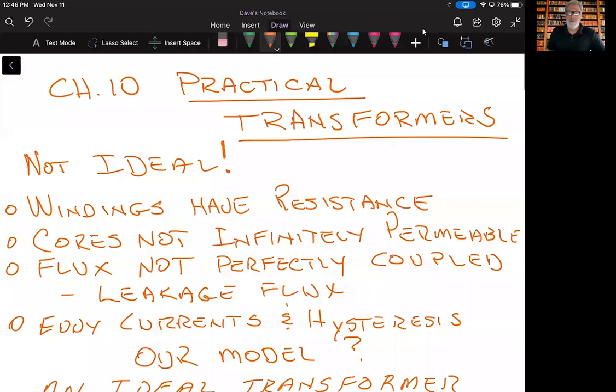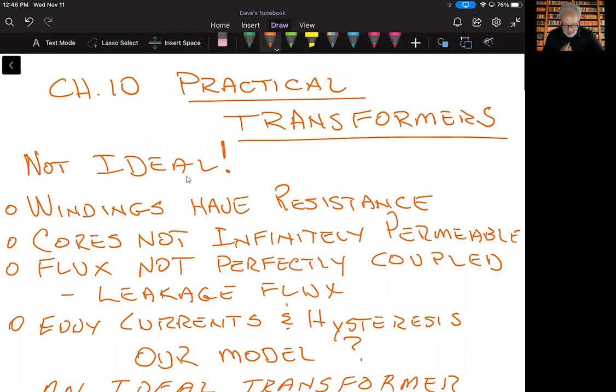The reason we're doing this, especially when we get into higher voltages, higher currents, and higher power transformers, is that the practical aspects of that are very important. Okay, so here are some notes that I made about chapter 10, so that you can look at these and think about them as we're talking about them.